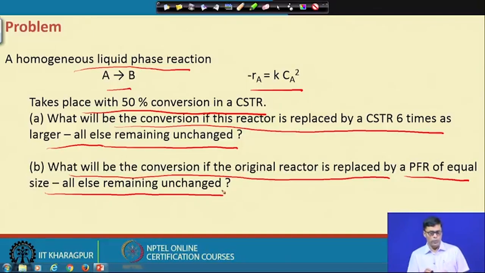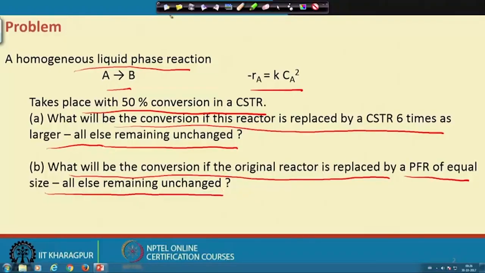So, you have two different approaches. In the first case, what we want to do is increase the volume of the CSTR 6 times, and in the second case we want to replace the CSTR by a plug flow reactor. Two different approaches, and we want to find out how the conversion changes. Let us work on that.